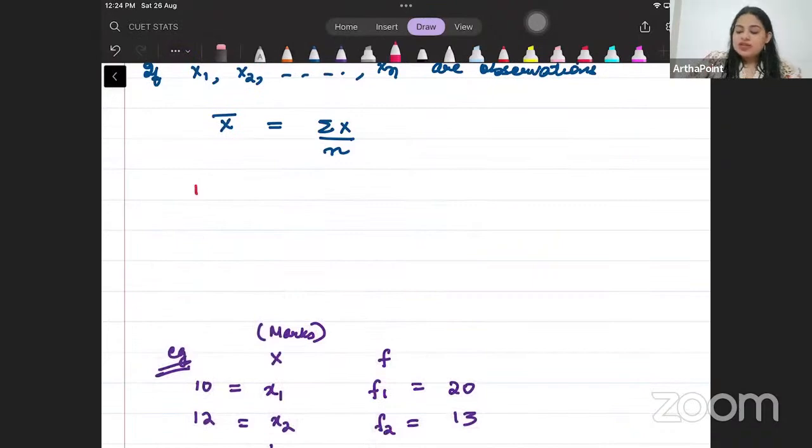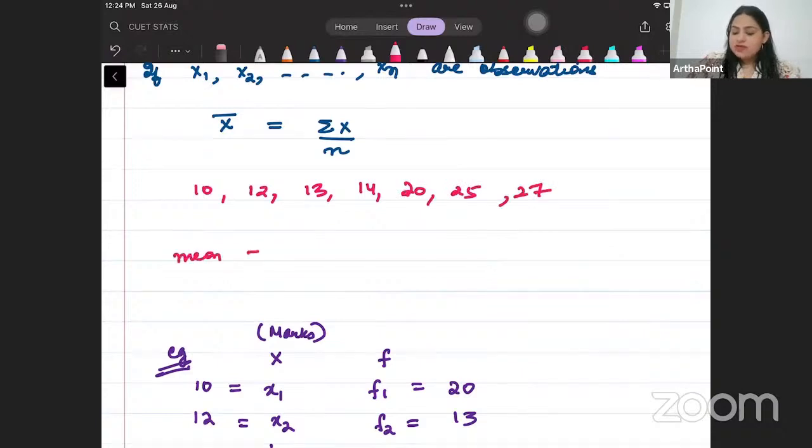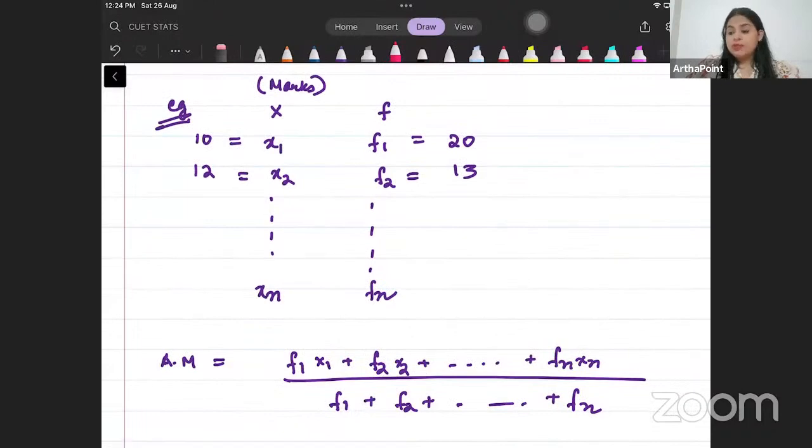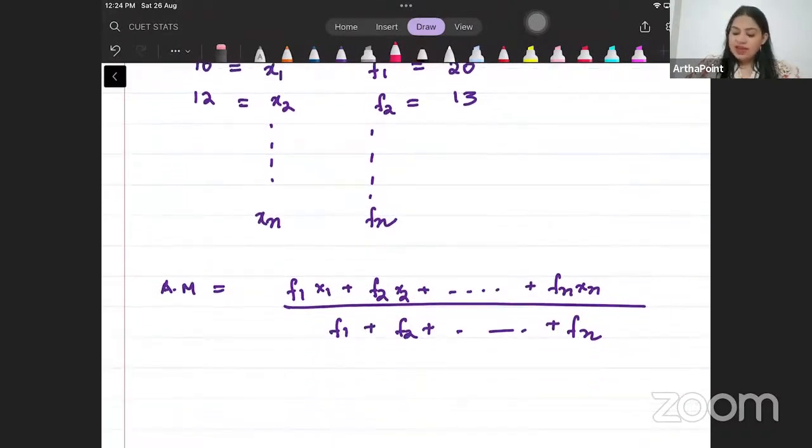So if I'm only given a data set like 10, 12, 13, 14, and let's say 20, 25, 27, then beta, mean is simple. Mean will be 10 plus 12 plus 13 plus 14 plus 20 plus 25 plus 27 divided by the number of observations. So 1, 2, 3, 4, 5, 6, and 7. That is mean. But if you are given frequency of each data point, then you will have F1 into X1 and divided by the total frequency that you will get from here, summation F.